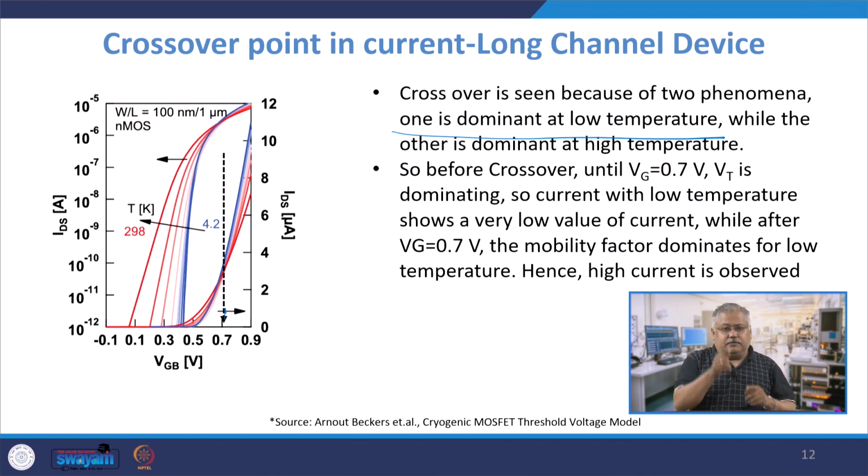So, two things happen. Below the crossover point, it is primarily the threshold voltage dependent term, but beyond the crossover, the mobility term actually dominates for low temperature, and the current suddenly shoots up because of that, because it is directly proportional to mobility.